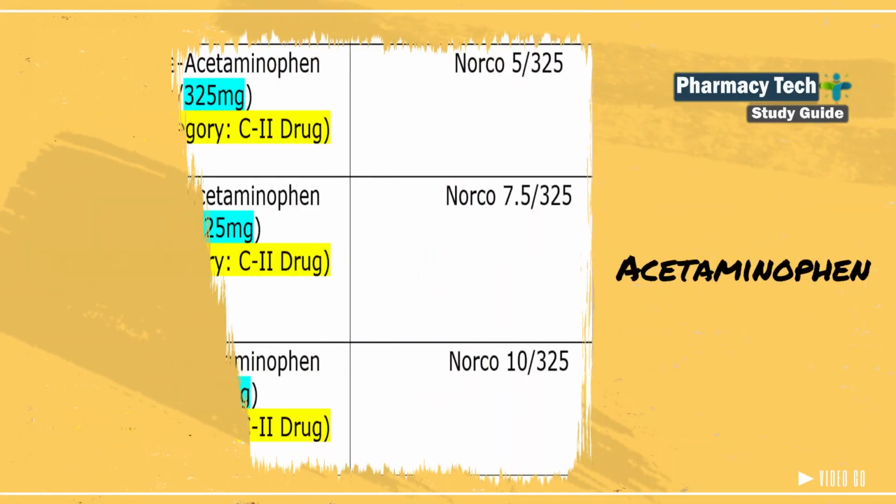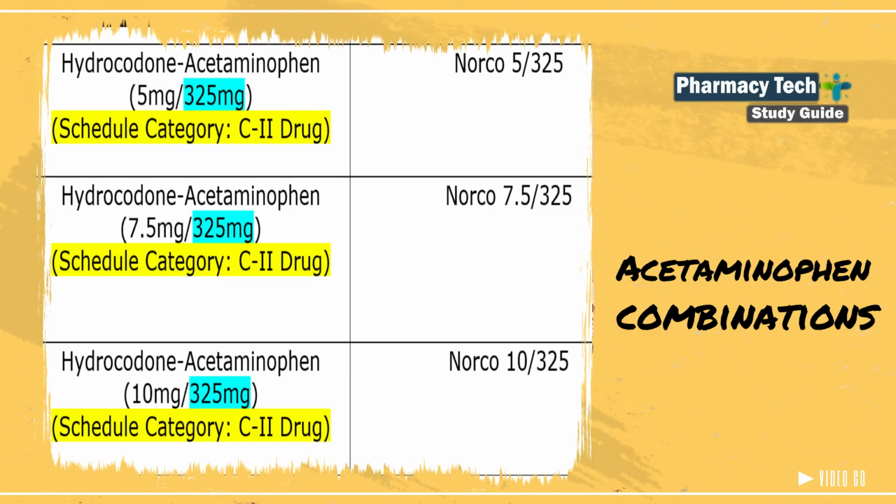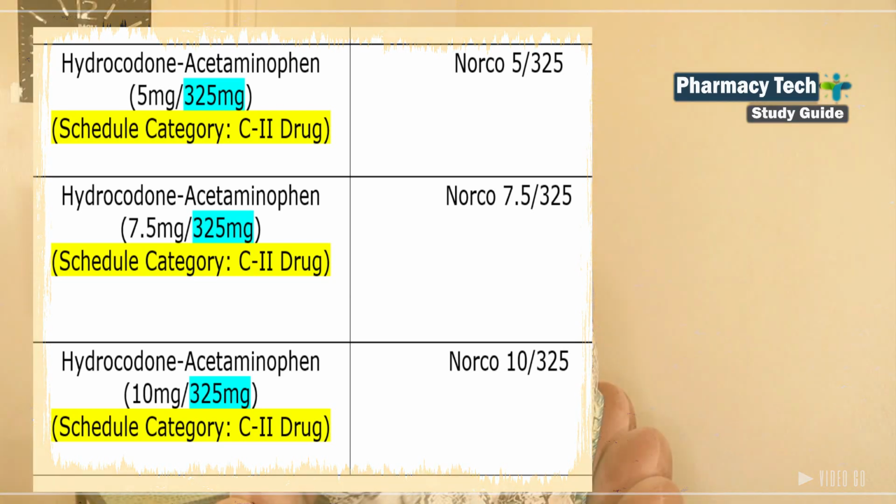The strength of other medications varies, and a good example of that would be Norco. Here on the screen you can see hydrocodone acetaminophen 5/325, then we have 7.5/325, 10/325. In this instance as well, the acetaminophen strength remains the same in all three medications. It's 325 milligrams. The hydrocodone strength changes.